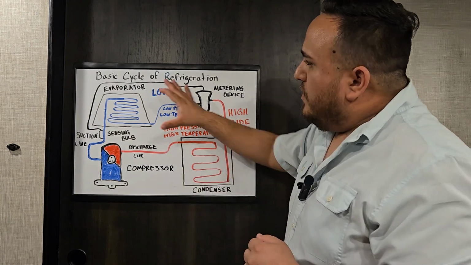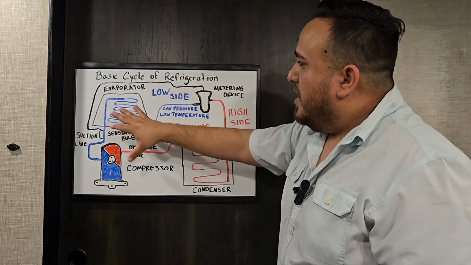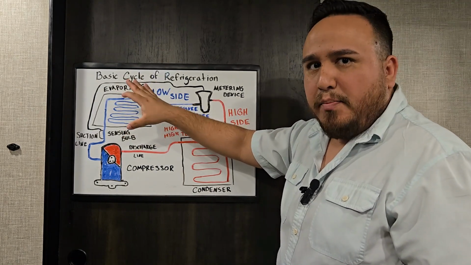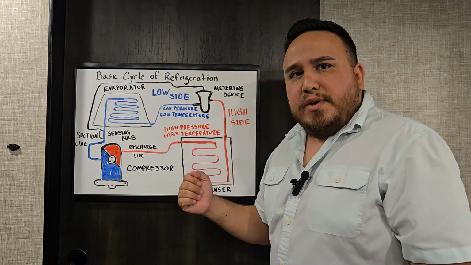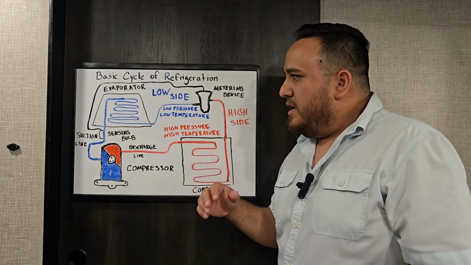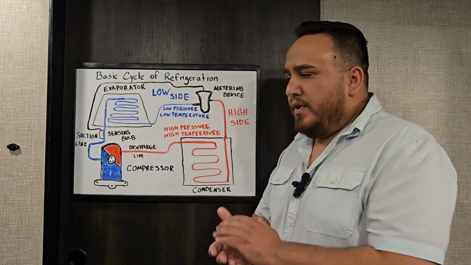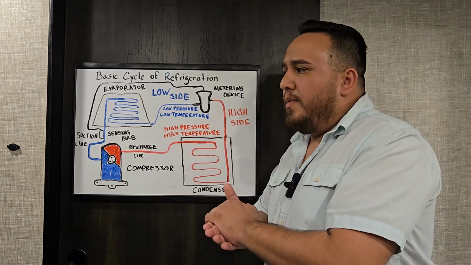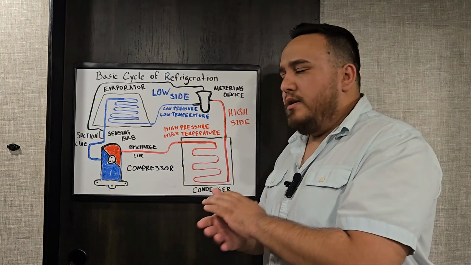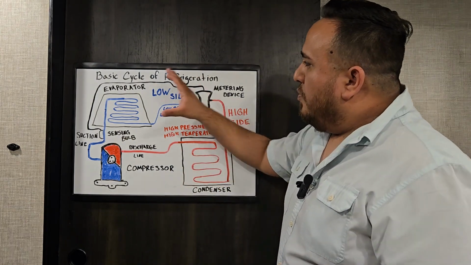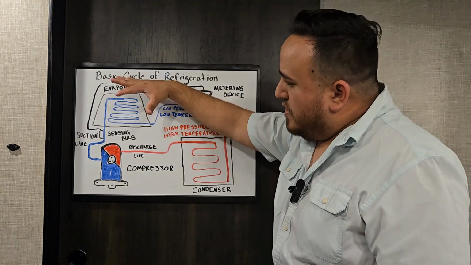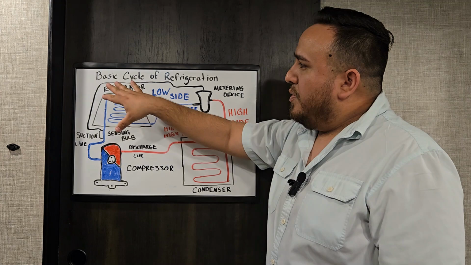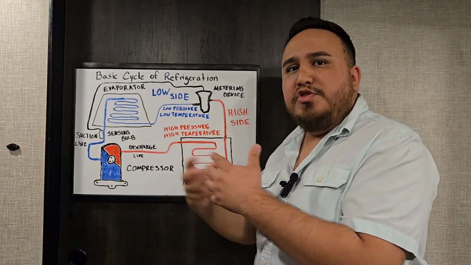All right, so let's talk about the low side of my air conditioning system and why it's very important for me to have low pressure and low temperature, especially inside of my evaporator. It's interesting how your refrigerant works. I need to have my refrigerant at a certain state and at a certain temperature in order to have what's called heat transfer. So when my refrigerant drops in temperature and drops in pressure, what's going to happen in my evaporator is I'm going to have what's called heat absorption, right?